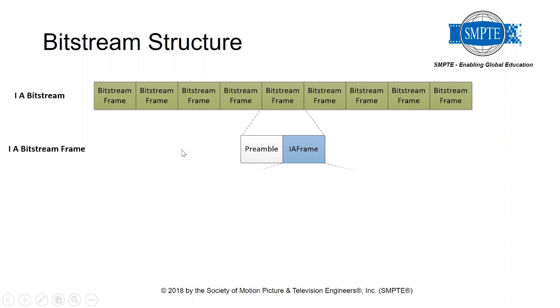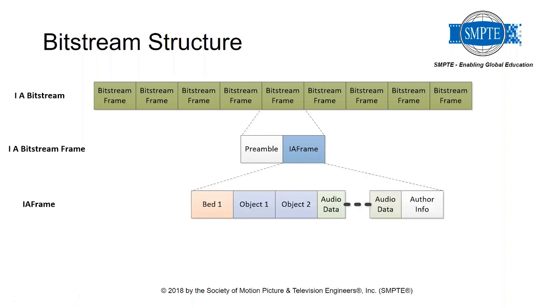So what we're really going to be talking about is the immersive audio frame, which is where all of the metadata and essence that defines the immersive audio program are contained. And typically what you'll find in a frame is one or more beds, one or more objects, and then audio data elements. And note, you'll see this later, that the audio data is carried separately from the metadata that describes a bed or describes an object.